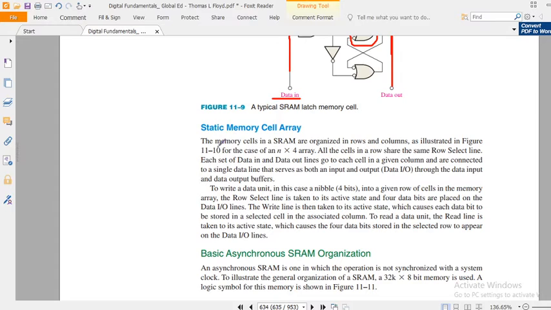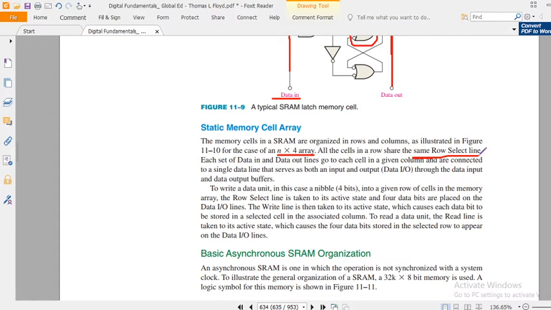A static memory cell array. The memory cells in SRAM are organized in rows and columns, as we have seen. So we had 4 columns and n rows. So this array is an n by 4 array because we have 4 columns and n rows. All the cells in a row share the same row select line. This is an important thing. All the cells in a row share the same row select line. So by selecting that row, all the cells are selected.